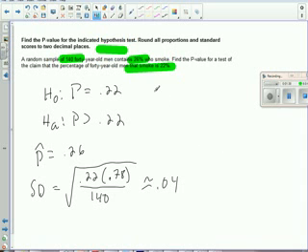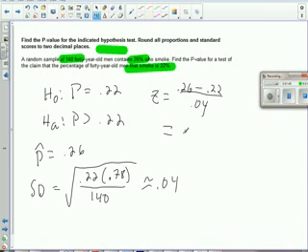So now we need a z-score. The sample result was 0.26. The old center was 0.22. Standard deviation of 0.04. So the z-score is going to be positive 1.